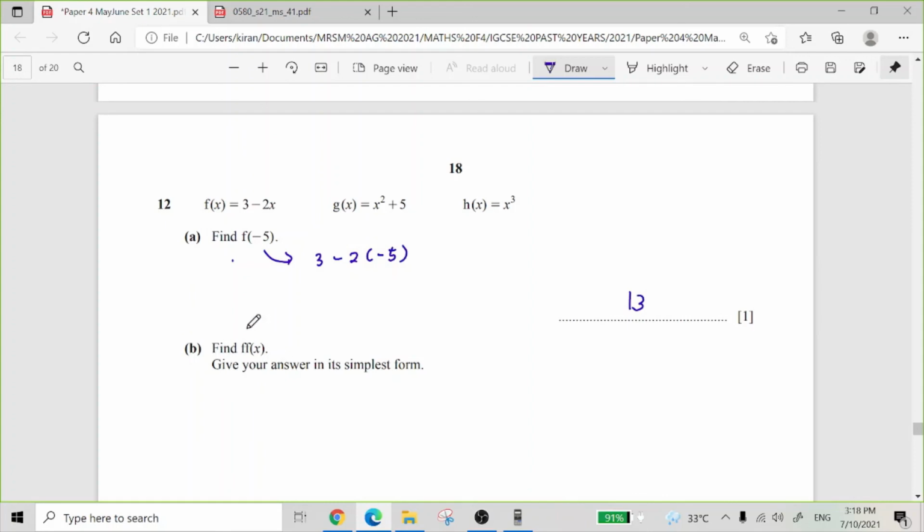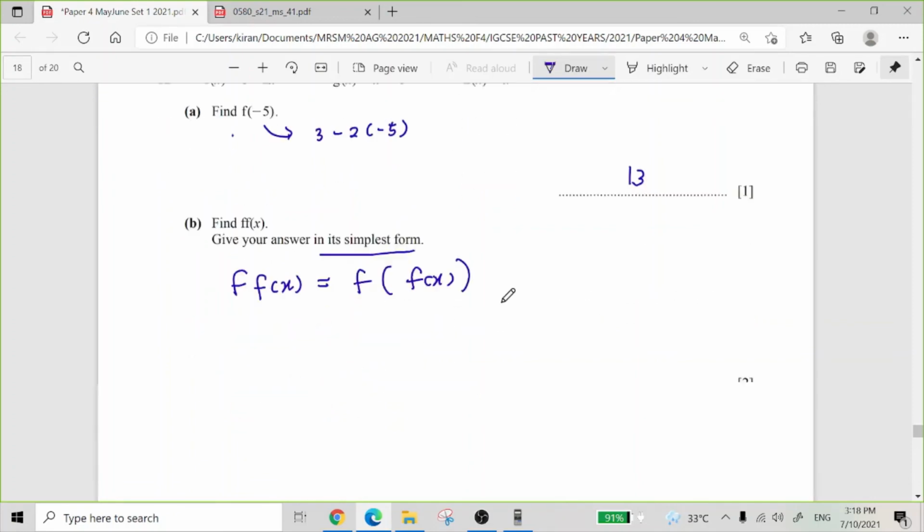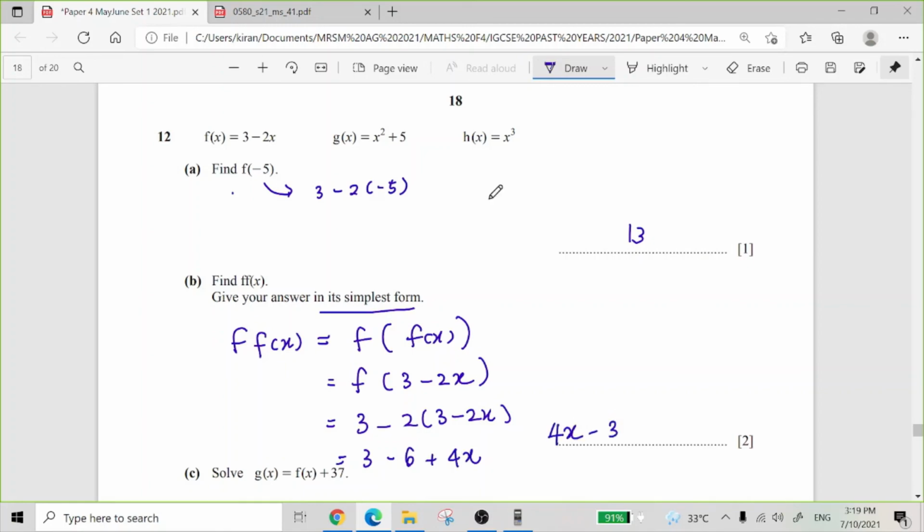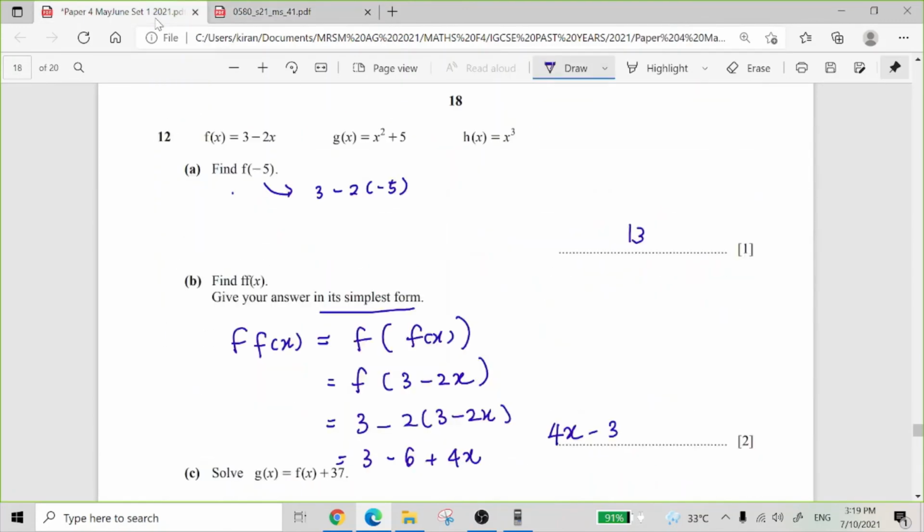Okay, find f(f(x)). Give your answer in its simplest form. So dekat sini maksud dia kita akan letakkan function f(x) as the input one. Okay, jadi kita masukkan f ke dalam f. Okay, 3 minus 2x. So kita gantikan x tadi dengan 3 minus 2x. So bila simplest form, jangan tinggal macam ni, you kena simplify. Minus 6, then plus 4x. So 4x minus 3. Okay, that is final answer. So we go to the next question.